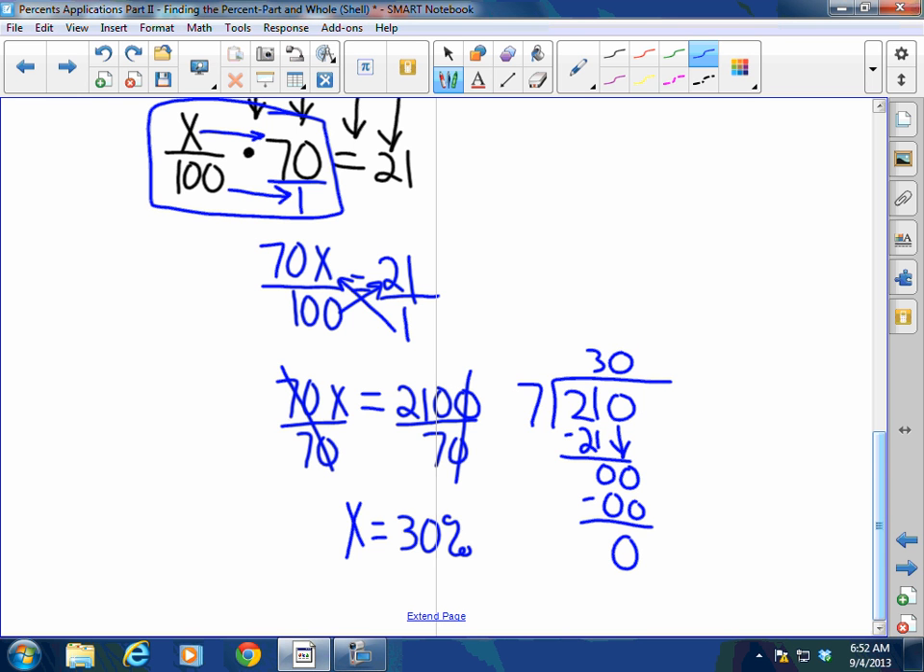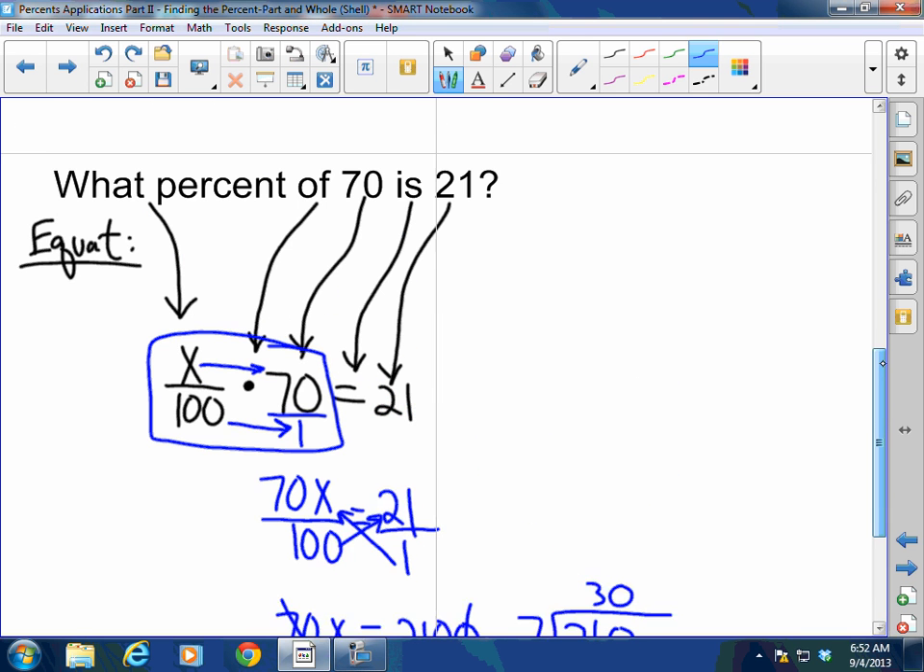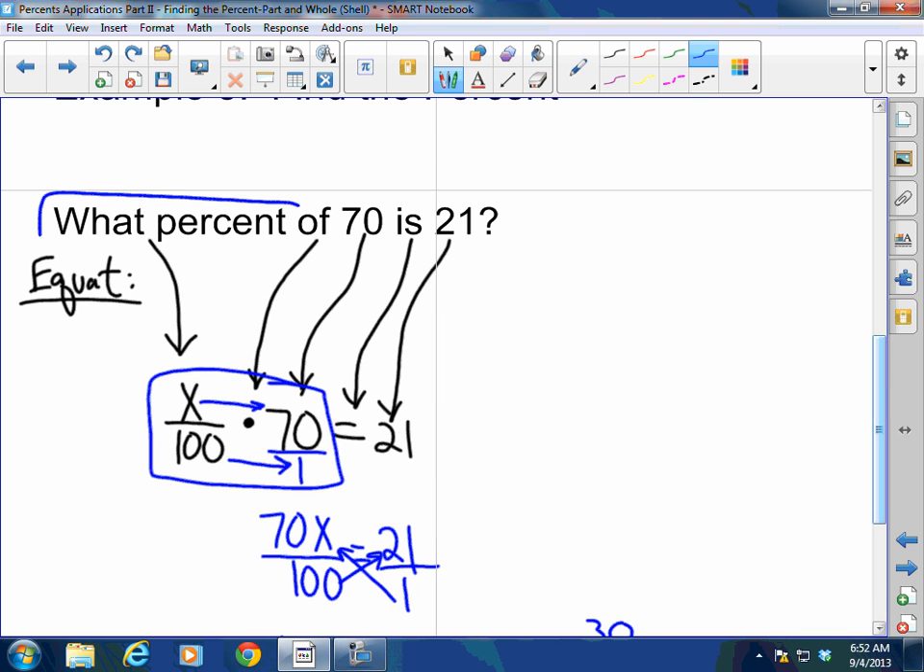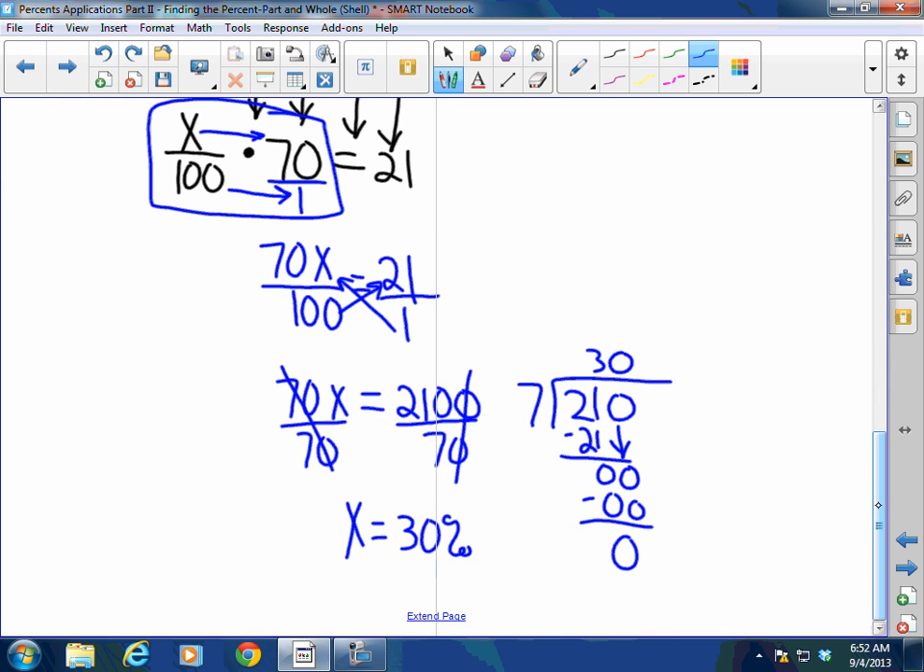And you've got 30%. How did you know to put a percent sign, Mr. Morrow? Well, think about it. They asked what percent. So that's what I was looking for, was the percent. All right. Hopefully that makes sense. Hopefully you've already figured out which method you like most. Let's practice a few more.